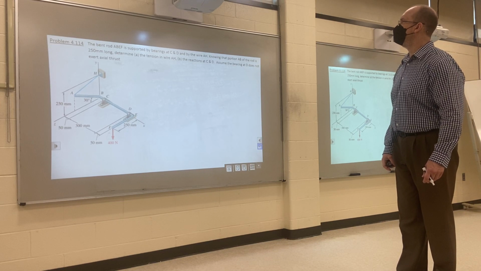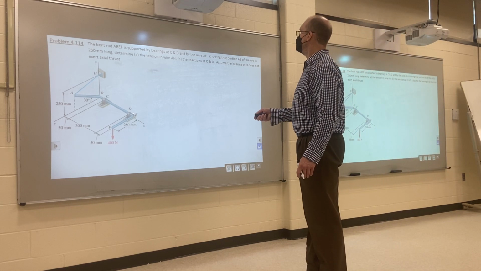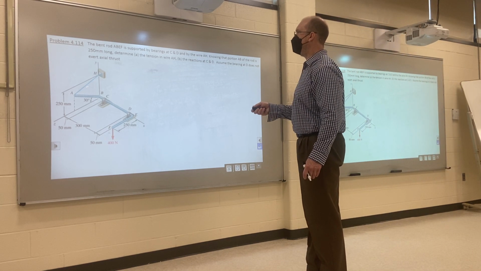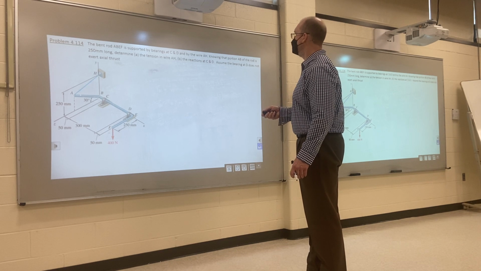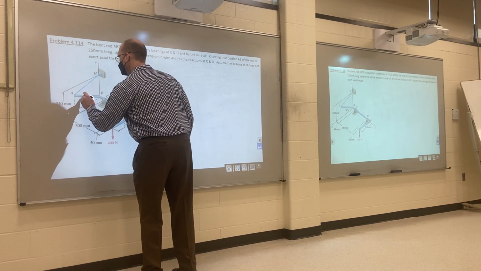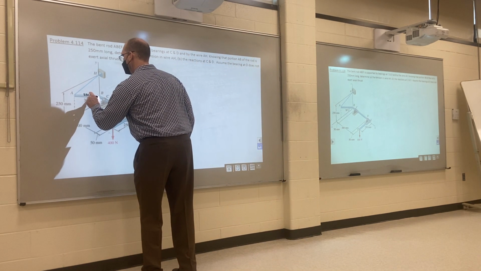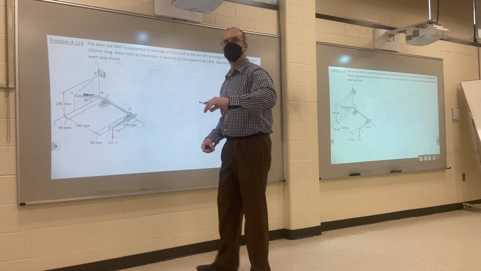And it says here, it's supported by bearings at C and D, and by the wire at AH. And it says, knowing that portion AB of the rod is 250 millimeters long. So it's the same as this one, isn't it? Up here, it's just bent up.